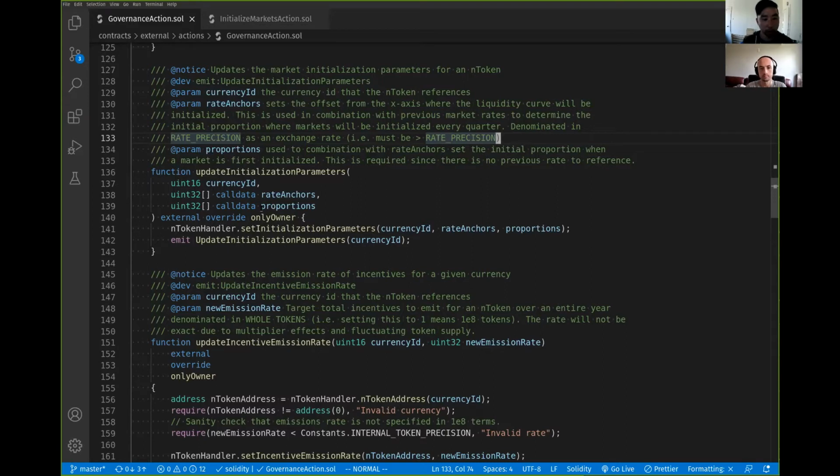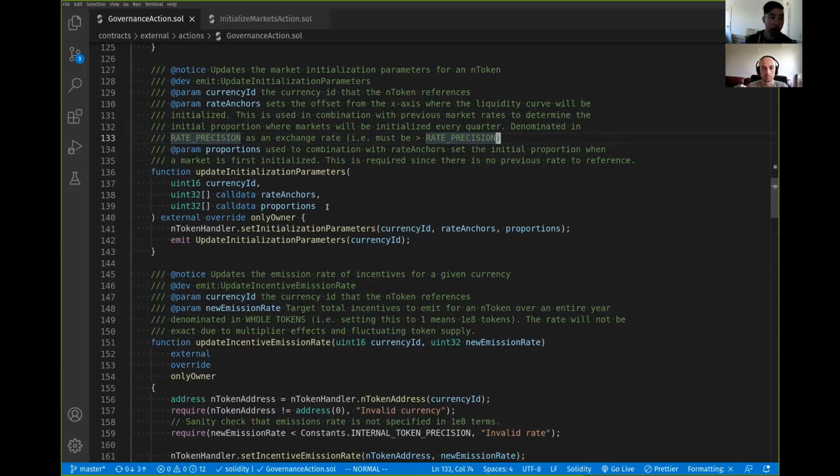The proportions value is really only used when we initialize markets for the first time. Every subsequent time, we're going to solve for the proportion of Fcash to cash in conjunction with the rate anchor to ensure that the annualized interest rates of these Fcash markets don't diverge too much when we roll them forward. And we'll get into that in a little more detail.